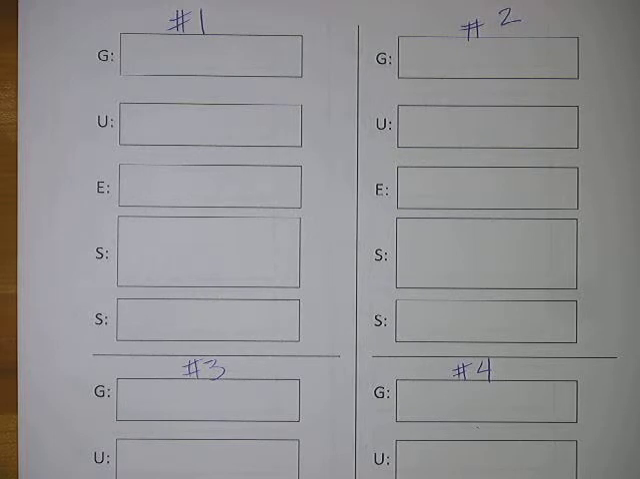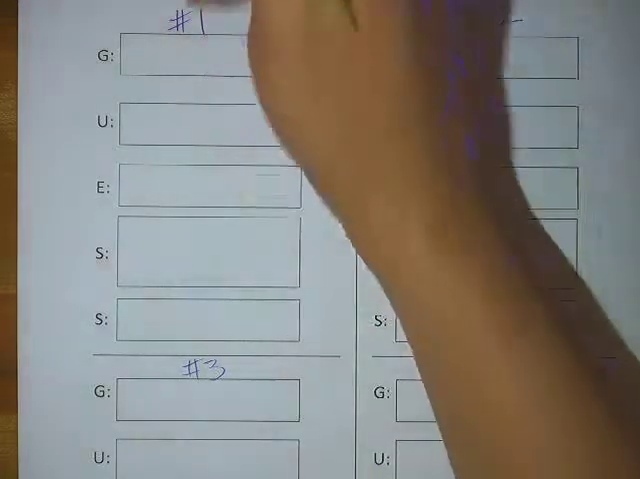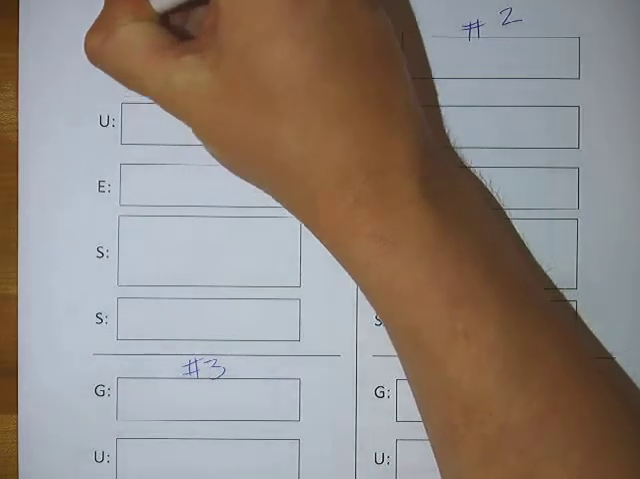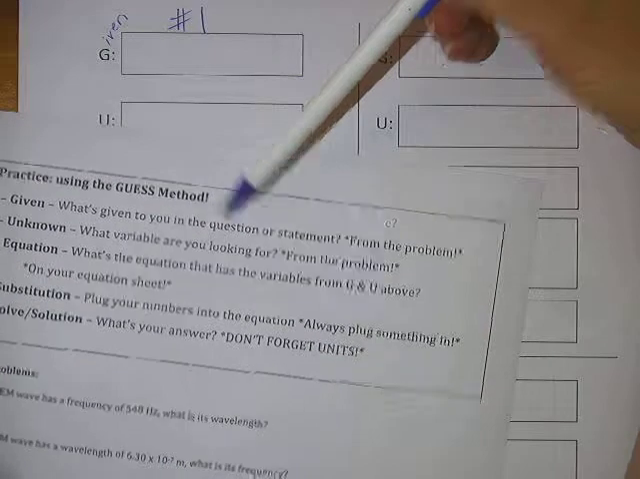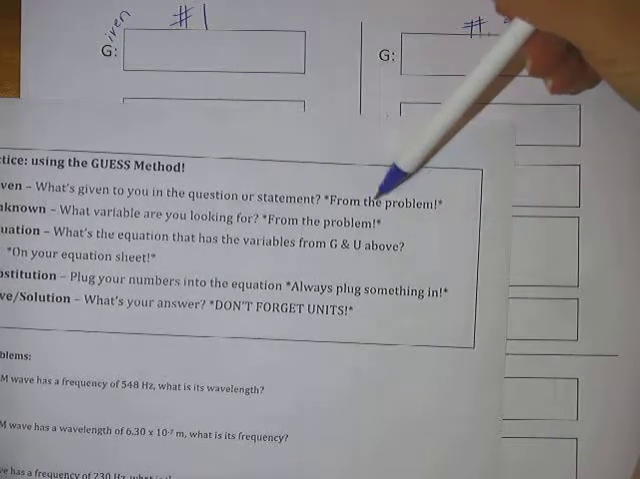What's going to be a little different about this unit is instead of doing a bunch of fractions times fractions, when we show our work for this unit, we're going to show our work in these guess boxes. So the G box is where we write our given, meaning what's given to you in the question or statement. This will always be something in the problem.